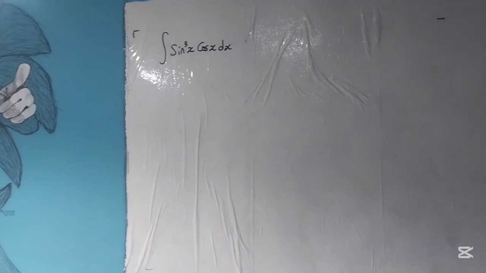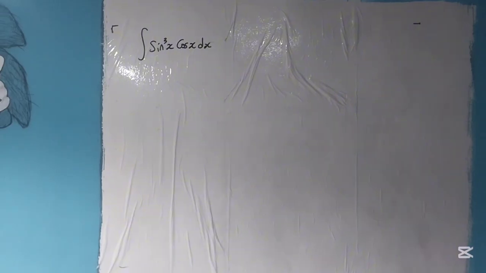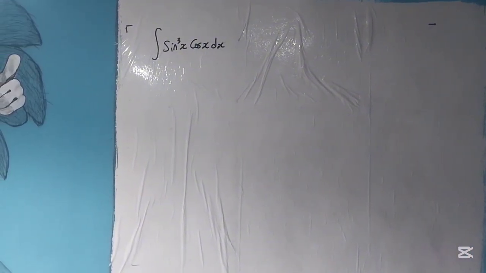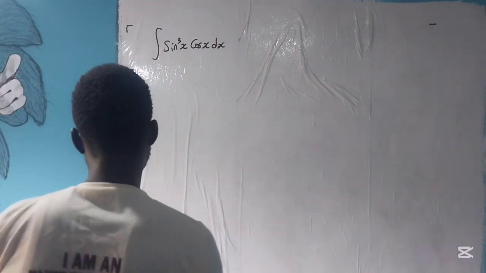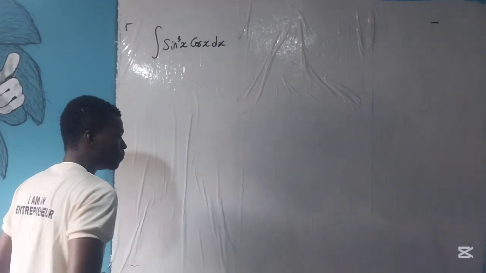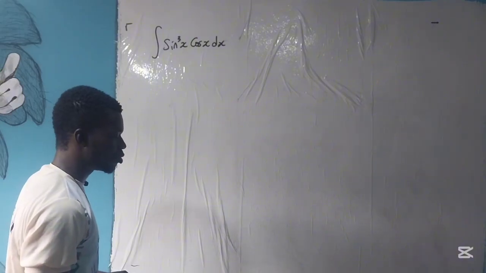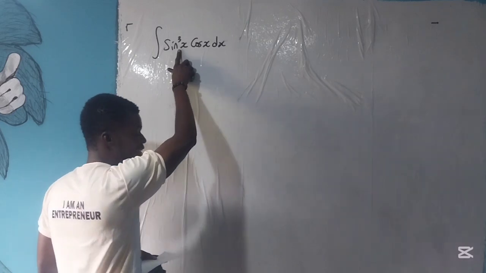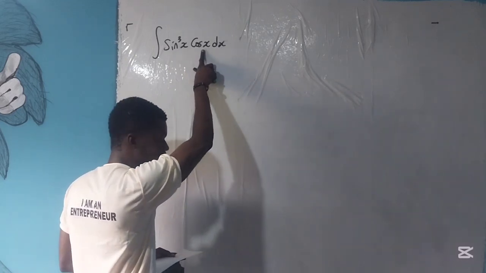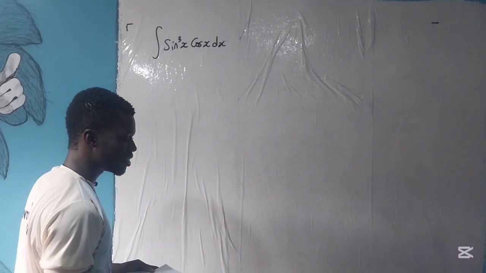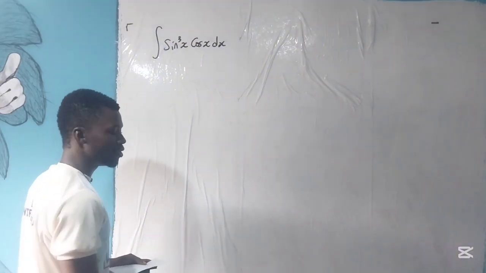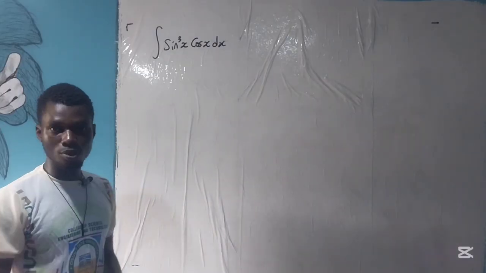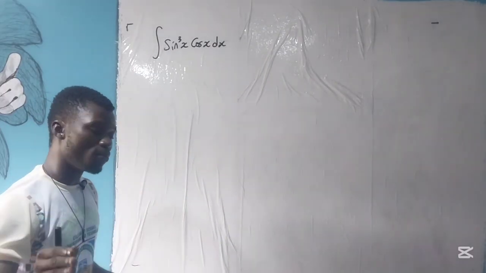Now the next question is the integral of sine cube x cos x dx. In this one, since both are odd numbers, like this one, sine cube is odd, then 1 here is odd. So we are going to take for sine, not cos, because when we take for sine, sine can cancel the cos. Now let's see. We are going to solve this one by substitution. This is integration by substitution.